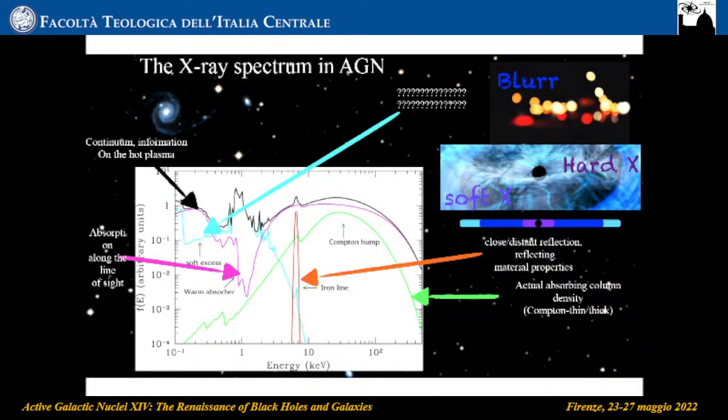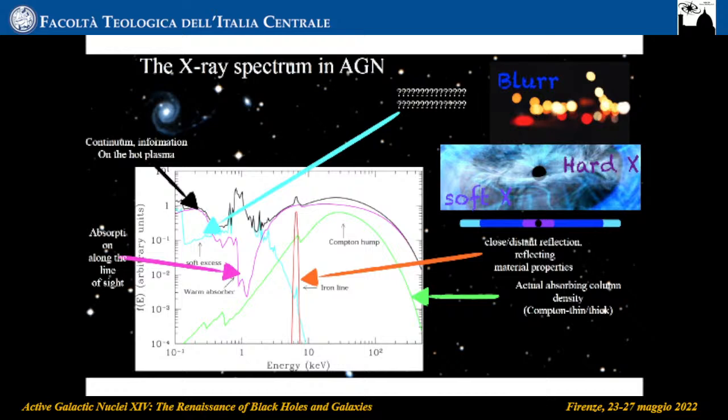We know that the primary power law gives us information about the hot plasma that comptonizes the seed photons emerging from the disk. We are quite good, but we still don't know actually what's going on with the soft excess. In fact, there are two possibilities to explain the soft excess: either blurred ionized reflection or more Comptonization. And we're still debating this issue, and we do not have a clear understanding of it.